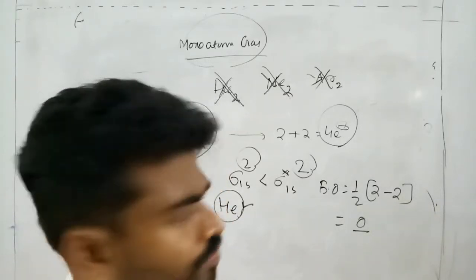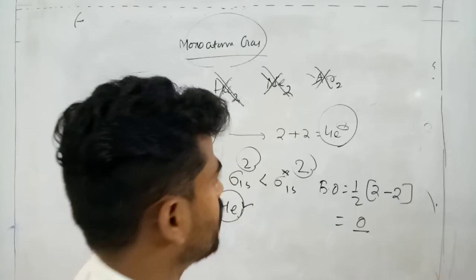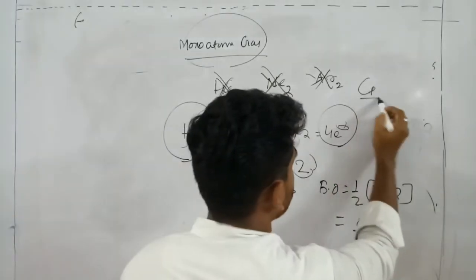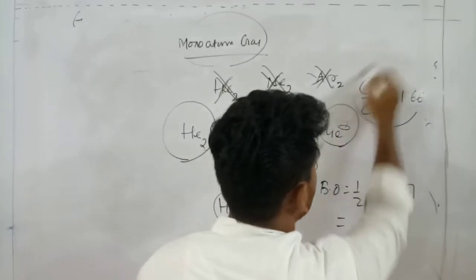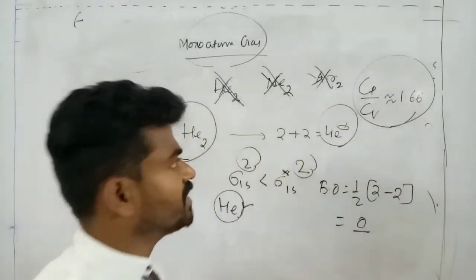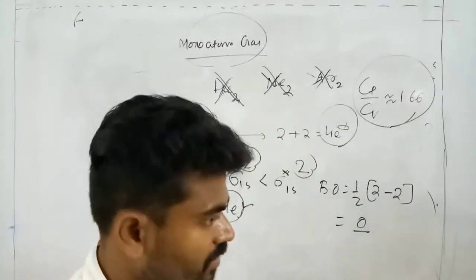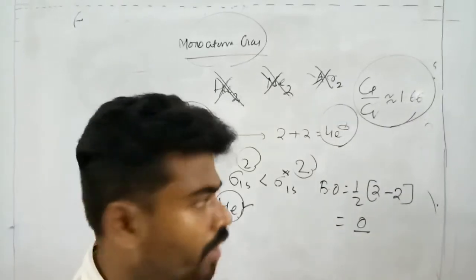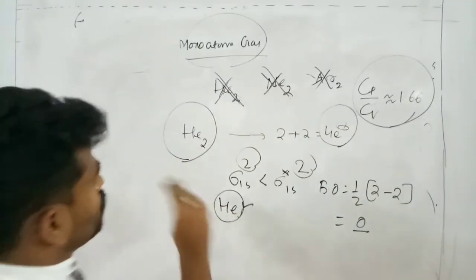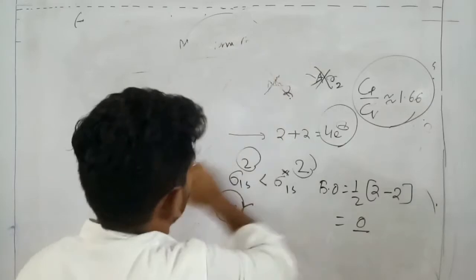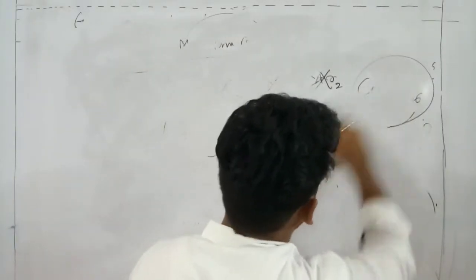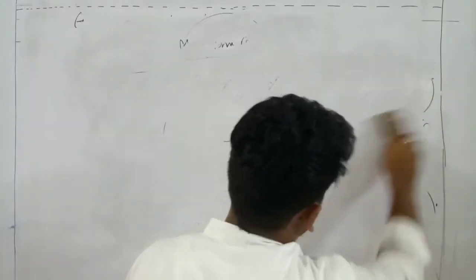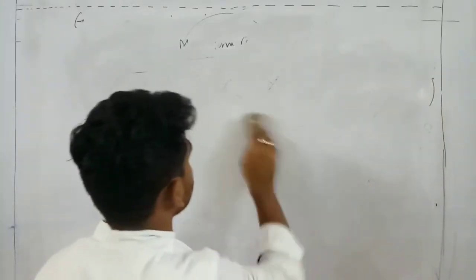Is that clear? And from experimental data, their Cp by Cv ratio is also found to be 1.66, which indicates all exist in the form of monoatomic gases. So these are some general trending properties, or physical characteristics, of noble gas elements.